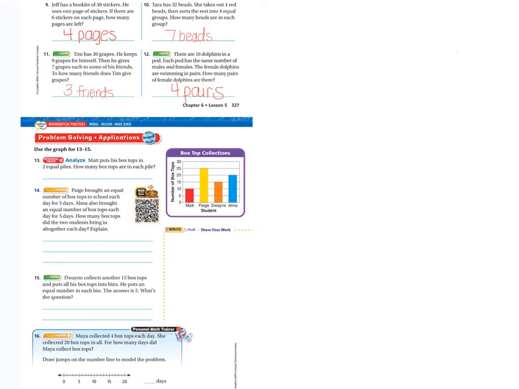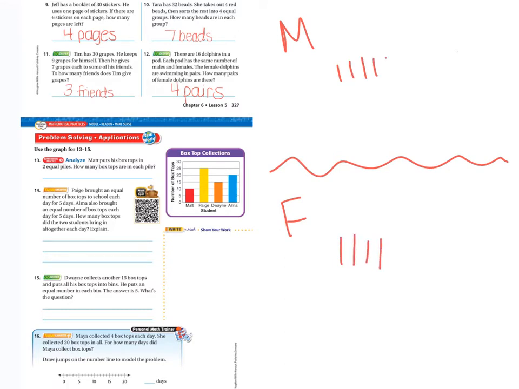So I'm going to start partitioning and counting up to 16. So let's pretend this is divided in half. Here are my males and here are my females. I'm going to count until I get to 16. 1, 2, 3, 4, 5, 6, 7, 8, 9, 10, 11, 12, 13, 14, 15, 16. So now I can see that there are 8 males and 8 females living in this pod.